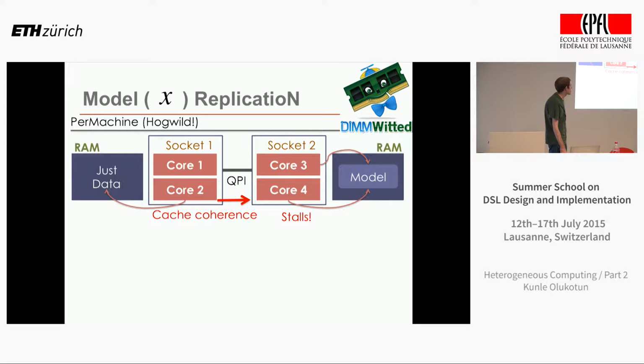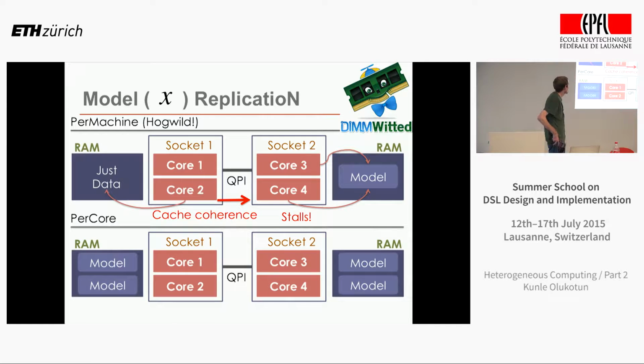So stalls. Then the other kind of extreme here is, well, let's just make a separate model for every core. And now, of course, you have no contention, because every core has its own copy of the model. Everything's private. The parallelization is going to be beautiful. There's no synchronization even required. But because there's no inter-model communication, they're not updating themselves, you're not going to converge very quickly. So as I said, the infrequent communication means slow convergence.